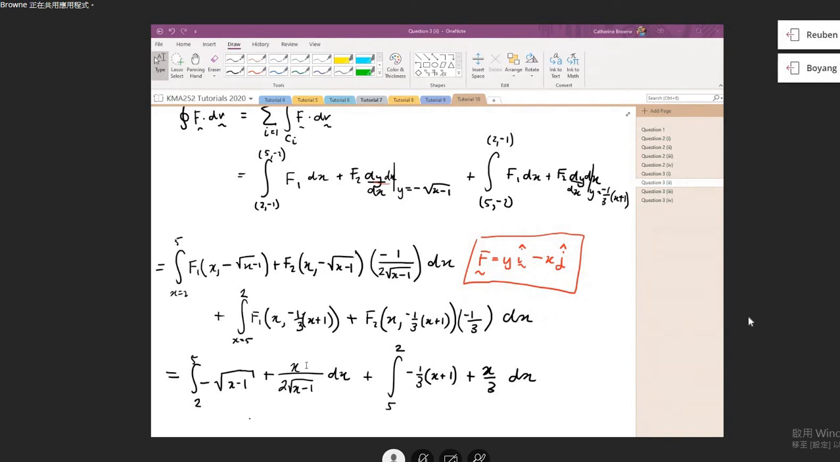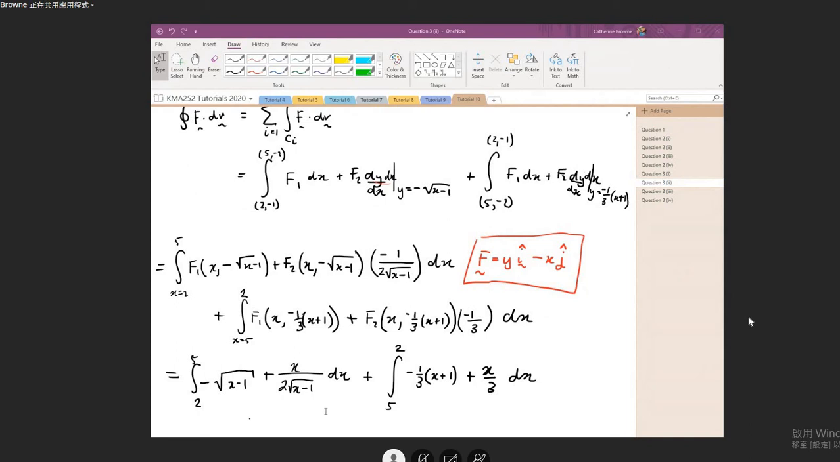But that's being turned into plus x because I also multiply it by dy dx, which I found to be minus 1 over 2 square root of x minus 1. So this term here is minus x by minus 1 over 2, the square root of x minus 1. Does that make sense? Yeah.